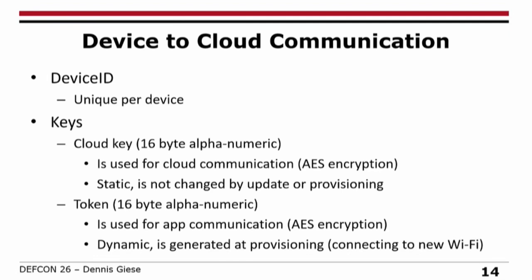The other key is the token, which is used for the app-to-device communication. For example, if you want to control your device in a local network, then you have to use this token. The thing here is that it's dynamic, so basically every time you provision your device newly, for example to a new Wi-Fi, then this token is regenerated.